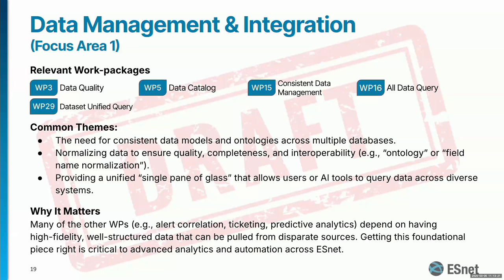Normalization, to ensure data quality, completeness, and interoperability. And then providing a unified single pane of glass that allows the AI tools to query across all the diverse systems. One of the things we realized was we have a lot of data, but unless you're able to organize that data, it's essentially useless to you, right? And again, data consistency is important because garbage in, garbage out. So this was one of the big areas that we wanted to focus on.